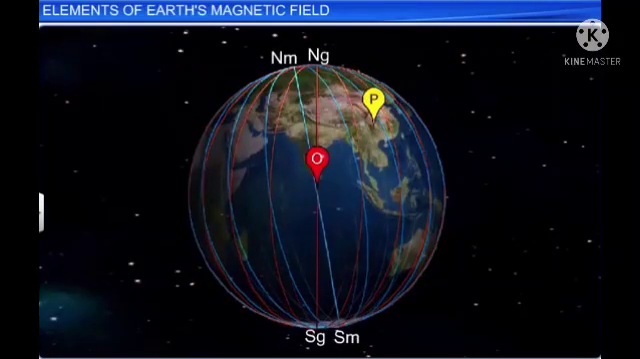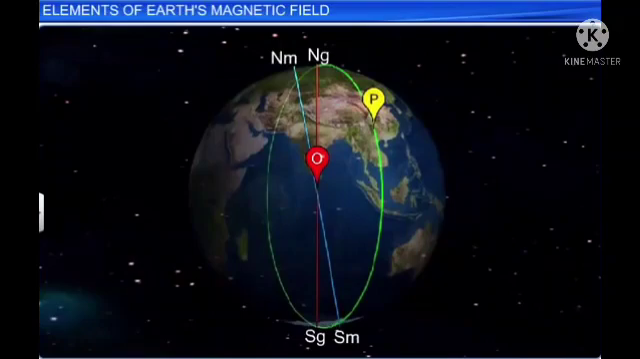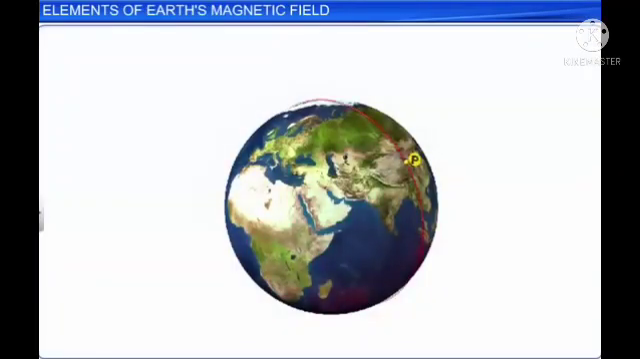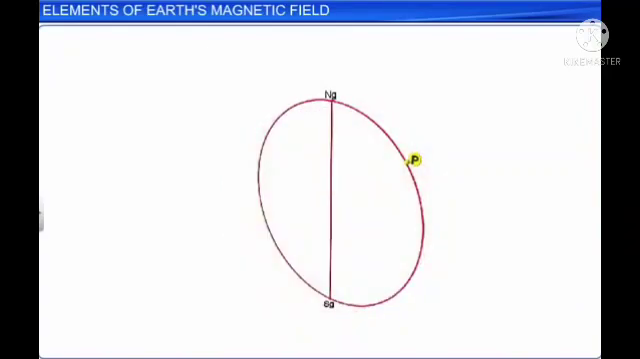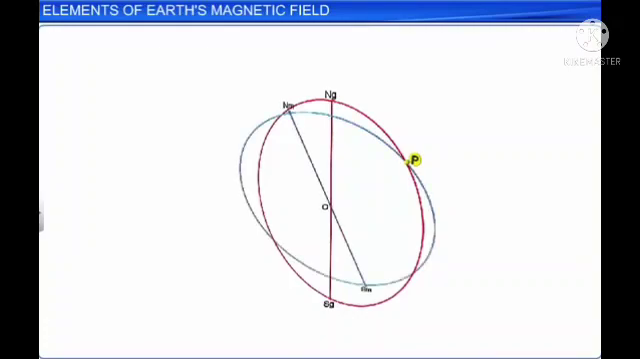Locate point P on the globe at which you want to determine the Earth's total magnetic field, BE. Draw a circle passing through the point P and the geographic north and south poles. This is the geographic meridian circle. Draw another circle passing through the point P and the magnetic north and south poles. This is the magnetic meridian circle. Draw a plane which is tangential to the sphere at point P.